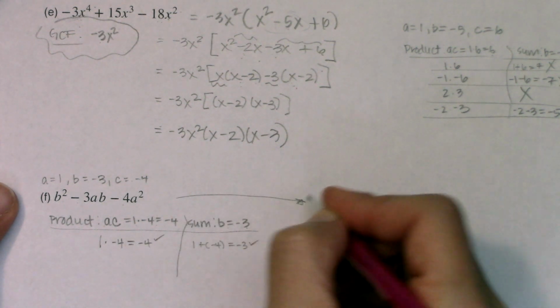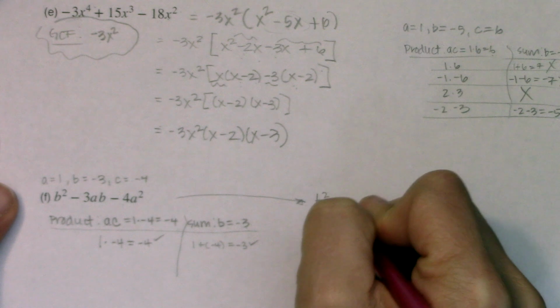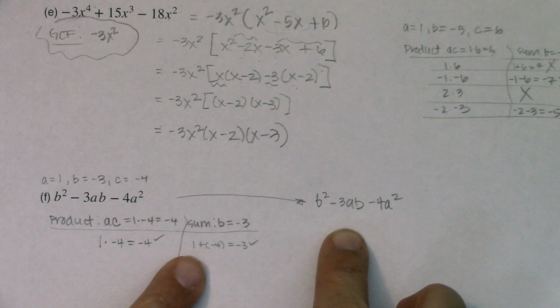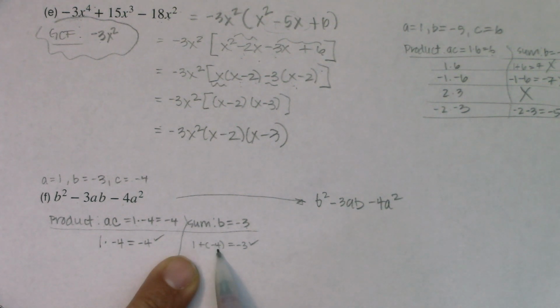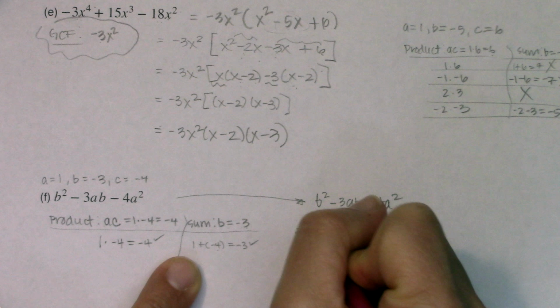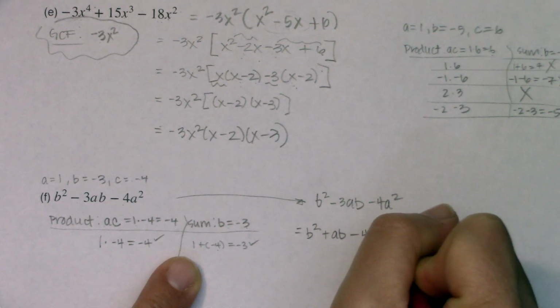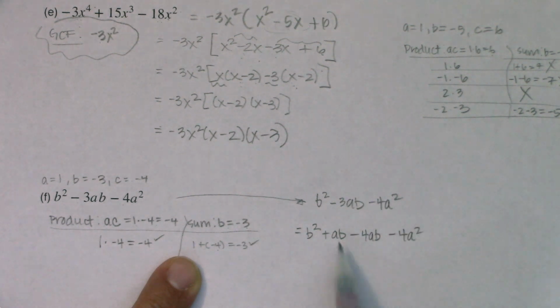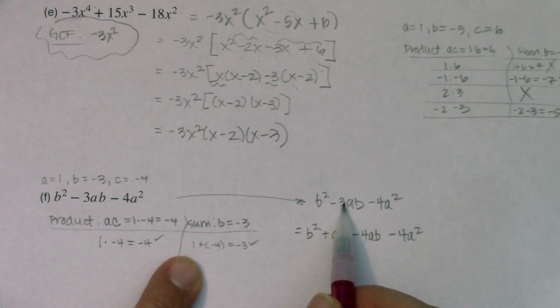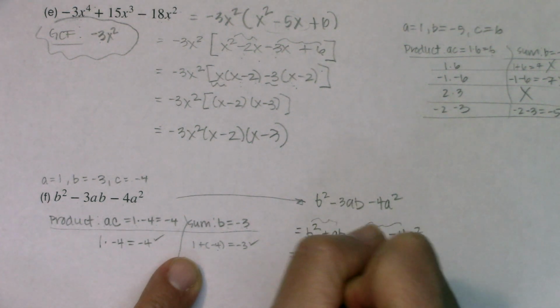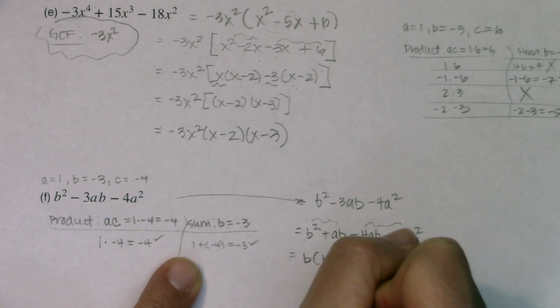All right, so let's go ahead and work this. If I have b squared minus 3ab minus 4a squared, I'm still going to split that middle term, and I'm going to split it with ab minus 4ab. So this is going to be b squared plus ab minus 4ab minus 4a squared. All right, so 1ab minus 4ab is negative 3ab. It's going to group. All right, let's group these. What's the GCF between b squared and ab? Well, b, and I'm left with b plus a.